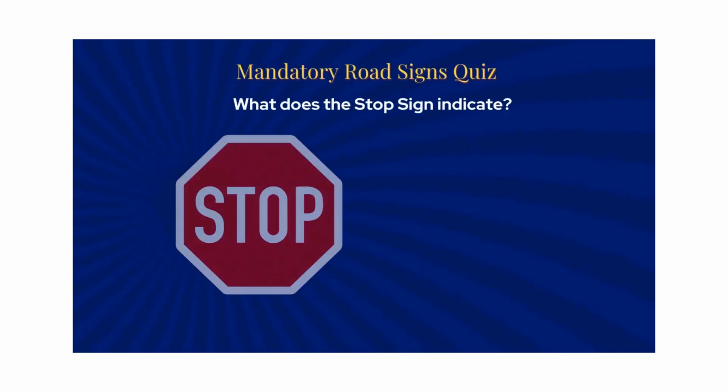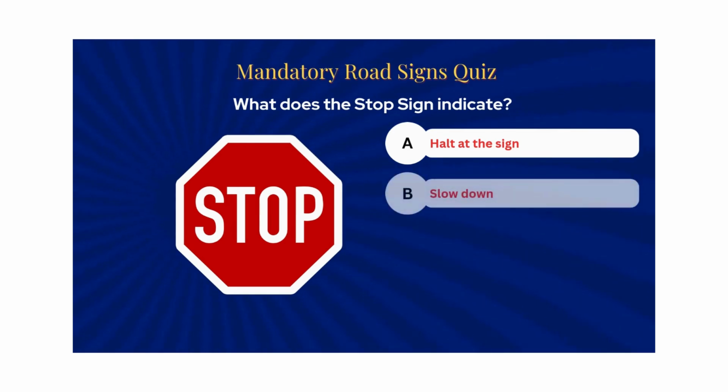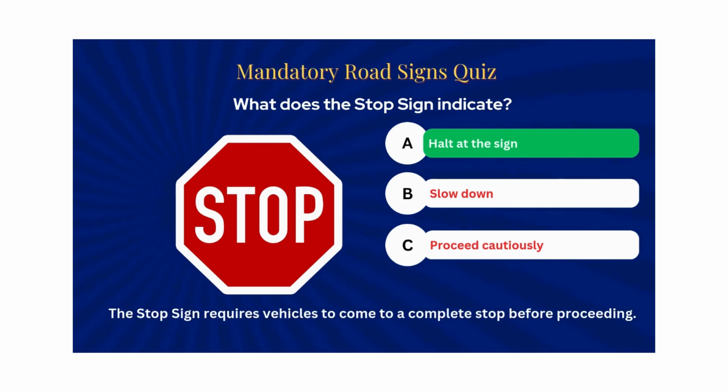What does the stop sign indicate? Options are halt at the sign, slow down, proceed cautiously. The answer is halt at the sign. The stop sign requires vehicles to come to a complete stop before proceeding.